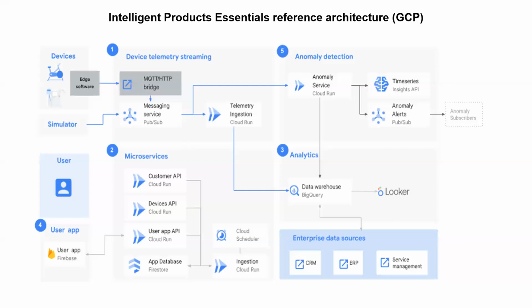I said that the anomaly detection is done in Pub/Sub. That is wrong. The alert is done in Pub/Sub. Pub/Sub does the notification to various subscribers. And then we can also integrate with other systems as well.